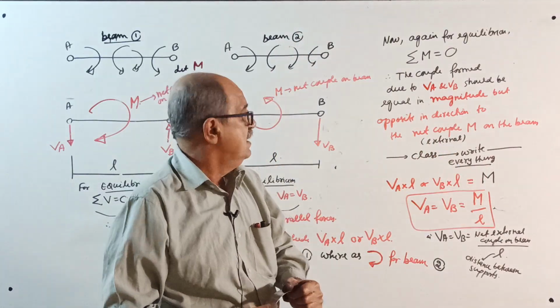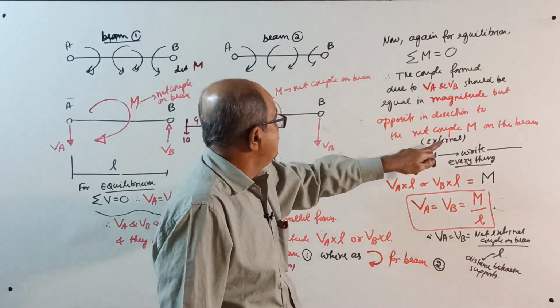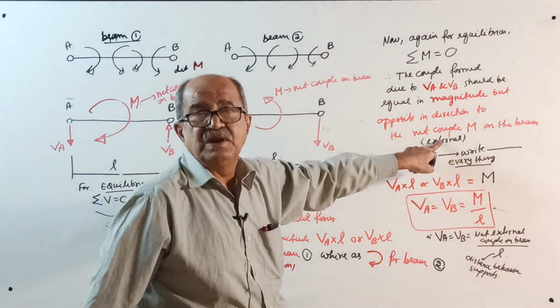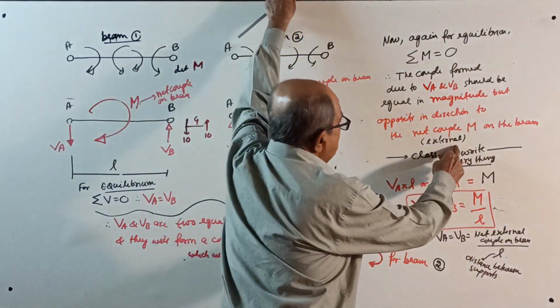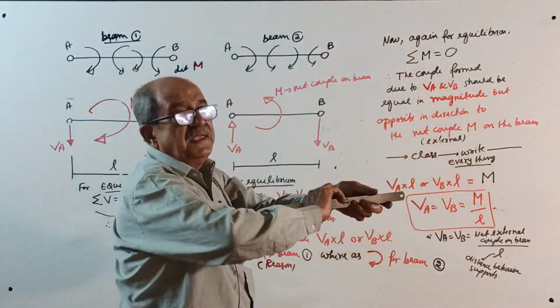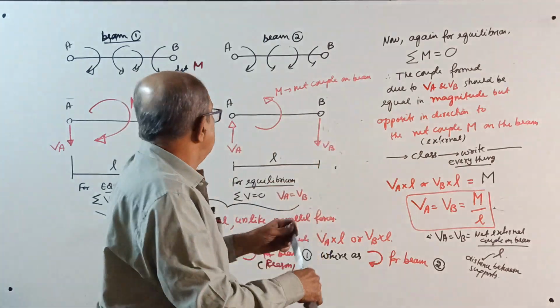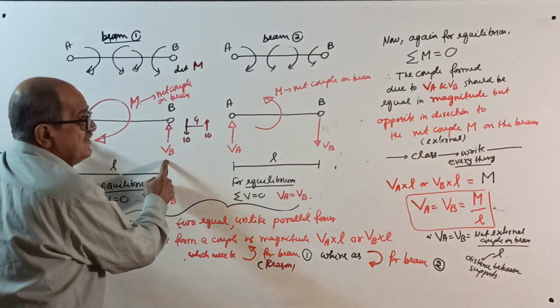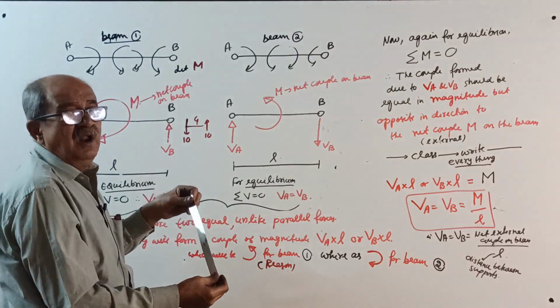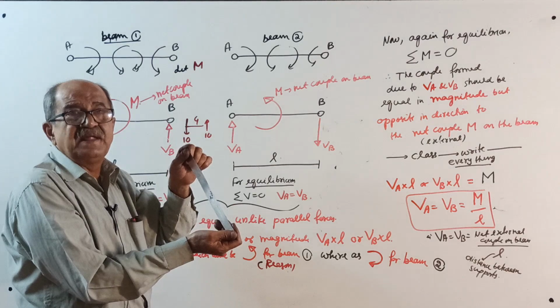Therefore, see, but that I already told here just now. Or you can write here one more note: the couple M is external or action. The couple formed by the reactions is resisting one, or it is a somewhat internal type.